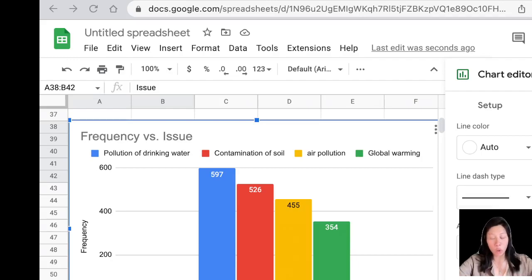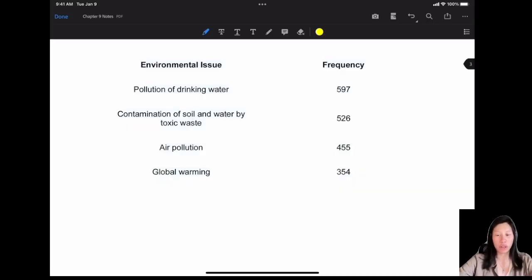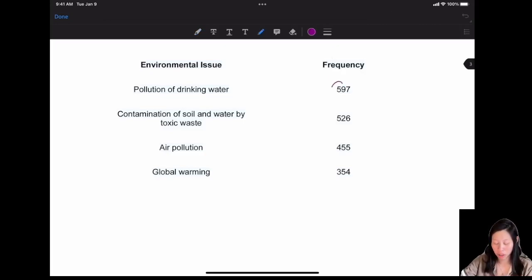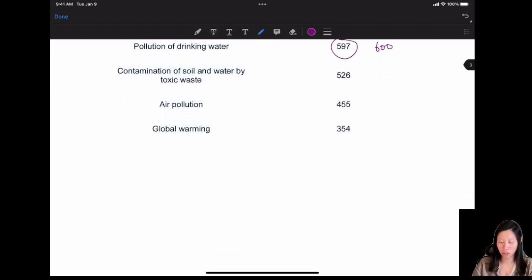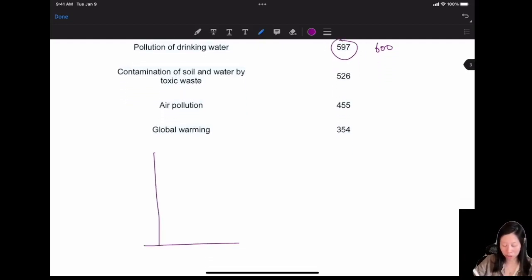Okay, so another way to do it on your homework is you can draw it by yourself. So now let's take a look. So the maximum value is 567, so you can go as high as 600. And then starting from 0, you can do every 100 as the unit. You can draw it by yourself on your homework or during your quizzes. That's also fine. And then you label your data on the axis, the pollution of drinking water.